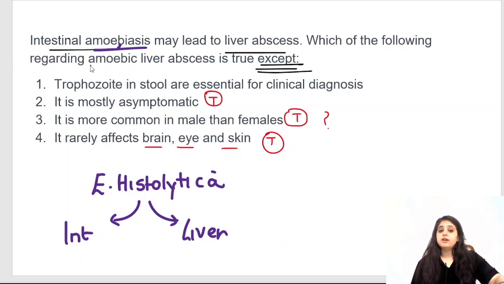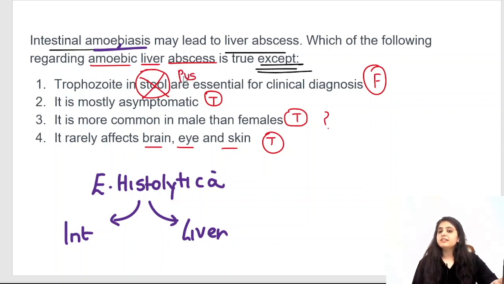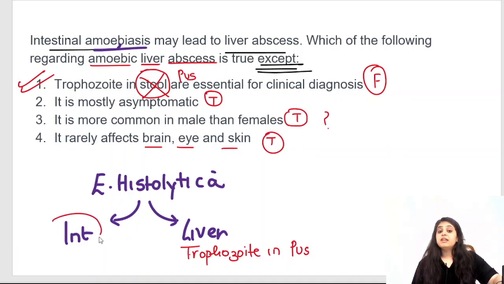For the diagnosis of amoebic liver abscess, trophozoites in the stool are essential for the diagnosis. I definitely know this is false because I just told you that when you're talking about liver abscess, you don't need trophozoites in the stool. You need trophozoites in that pus that has come out of the liver, the anchovy sauce appearance. So remember, for the diagnosis of Entamoeba histolytica in the liver, you have to see trophozoites in the pus. Whereas for the diagnosis of intestinal Entamoeba histolytica, you can see trophozoites and cysts in the stool.